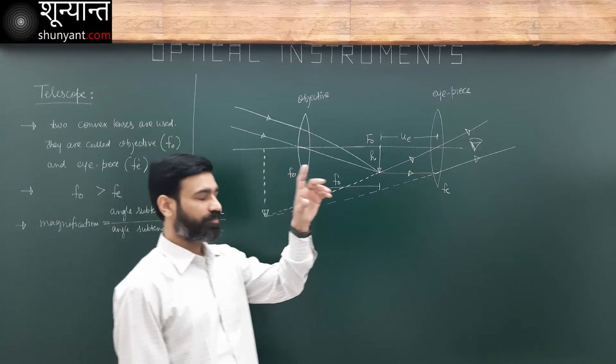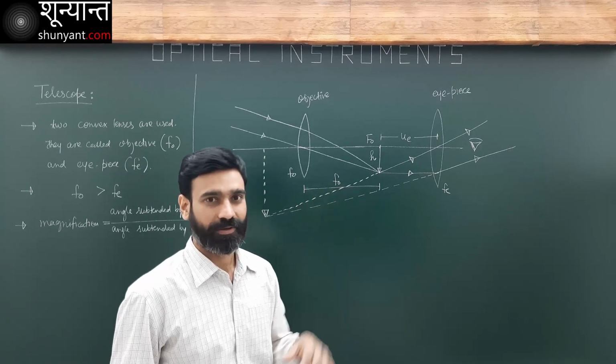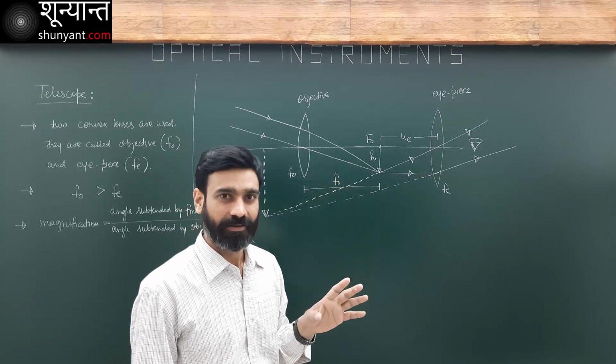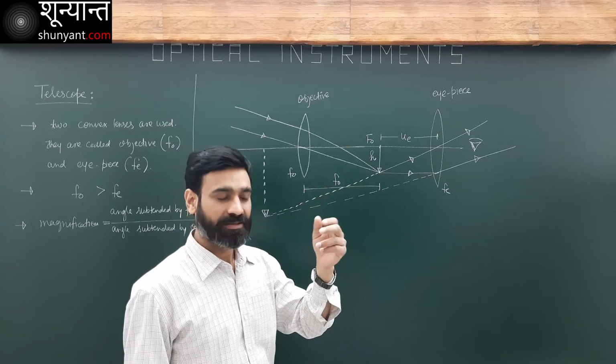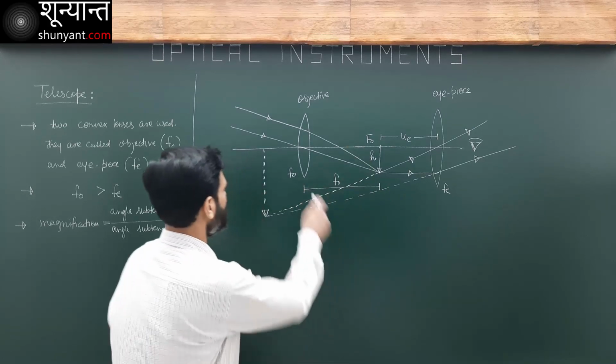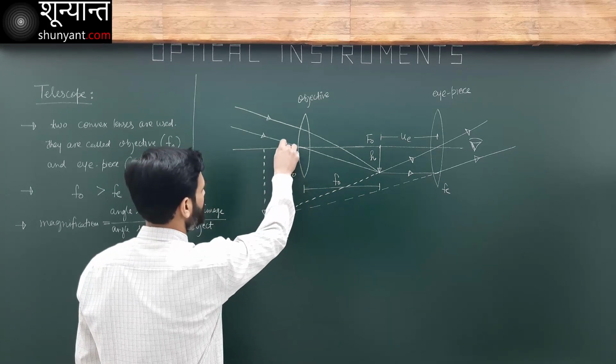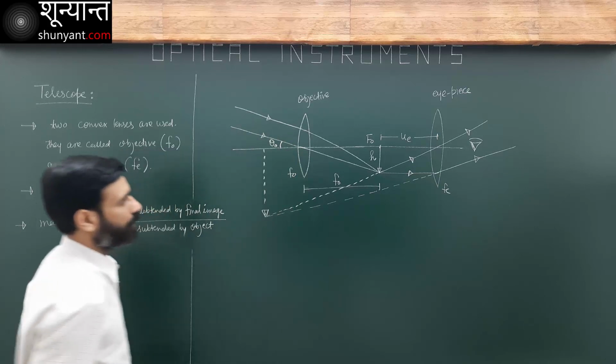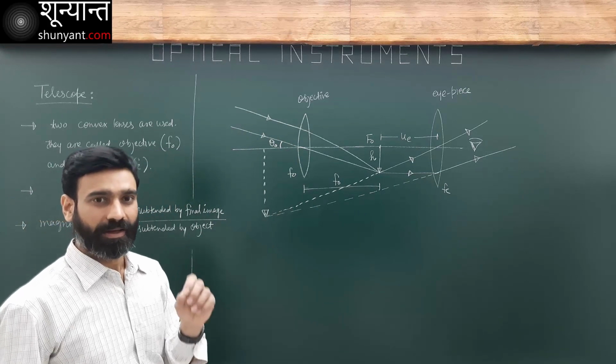I am looking at an object. Let's say I am looking at the moon with my naked eye. The moon is going to subtend some angle, this angle here. This is the angle subtended by the object at my eyes.